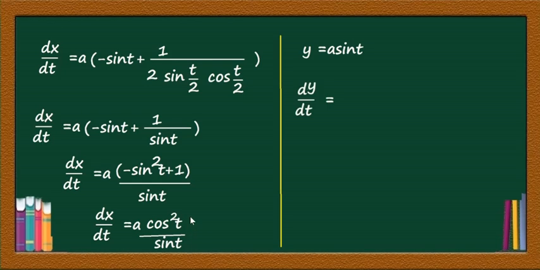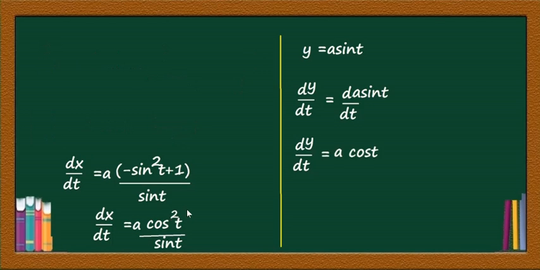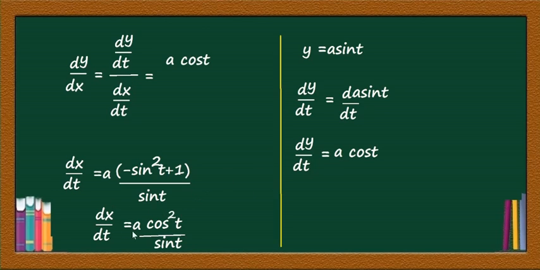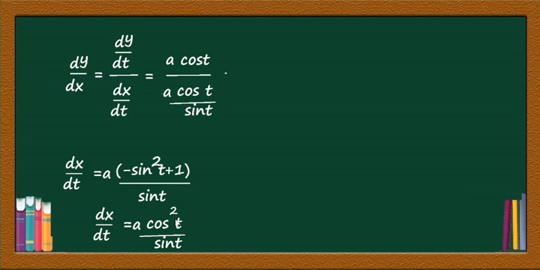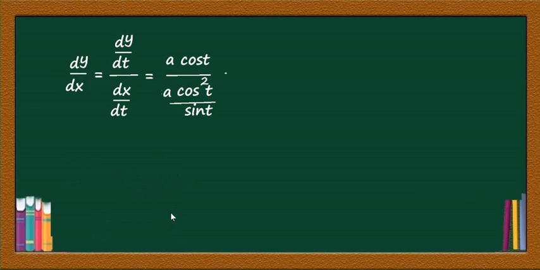And now you can find dy by dt. Here y is a sin t. Dy by dt is equal to d by dt of a sin t, that's equal to a into derivative of sin t, which is cos t. And dy by dx is equal to dy by dt divided by dx by dt. Dy by dt is a cos t. Dx by dt is a cos square t divided by sin t. Here a gets cancelled and cos t gets cancelled, and dy by dx is equal to sin t by cos t, that's equal to tan t.